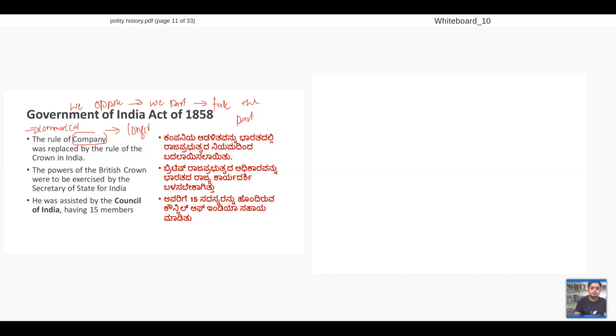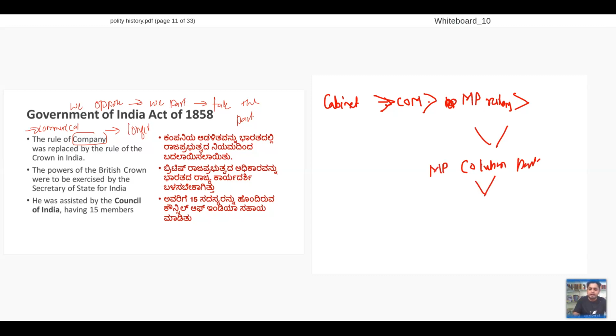Isn't there a difference between the cabinet, Council of Ministers, MP of the ruling party, MP of the coalition party, opposition MP, and finally the independent MP? Isn't this the way we have structured ourselves? The independent MP is the weakest. Then the opposition MP. Then the MP in the coalition party. Then the MP of the ruling party. Then the Council of Ministers. Then the Cabinet. Isn't this the structure?